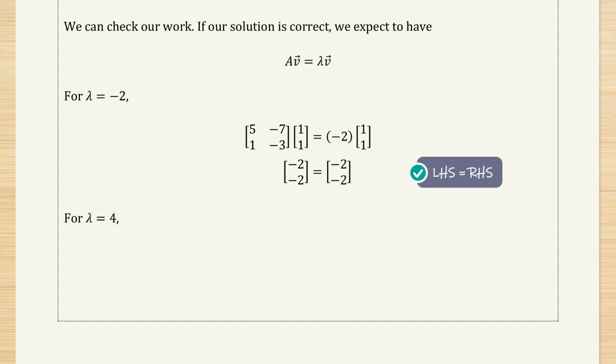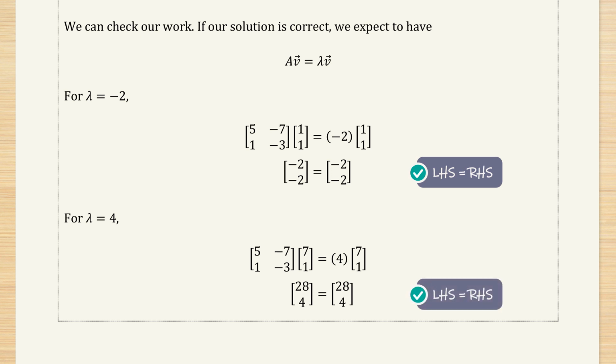For the eigenvalue 4, matrix A multiplied by the eigenvector 7, 1 is on the left-hand side, and on the right-hand side we have the eigenvalue 4 multiplied by the eigenvector 7, 1. Doing matrix multiplication, we have 5, -7 multiplied by 7, 1. We have 28. And 1, -3 multiplied by 7, 1. We have 4. On the right-hand side, 4 times 7, 4 times 1, we also have 28, 4. Therefore, we're able to verify our answers. In fact, we have found the eigenvalues and eigenvectors of this matrix A.